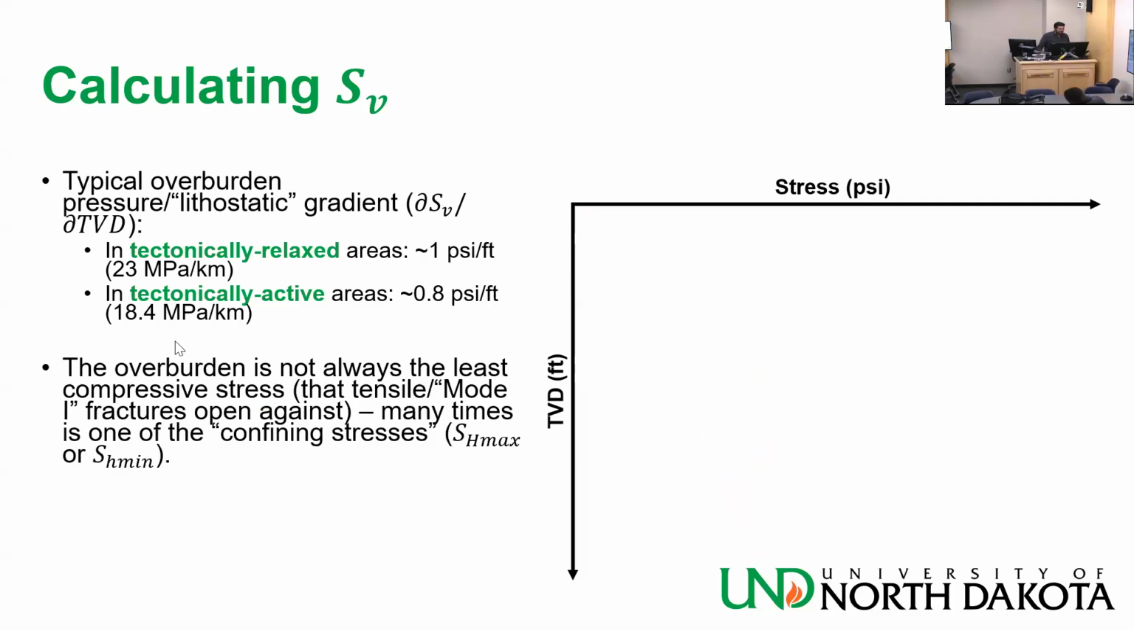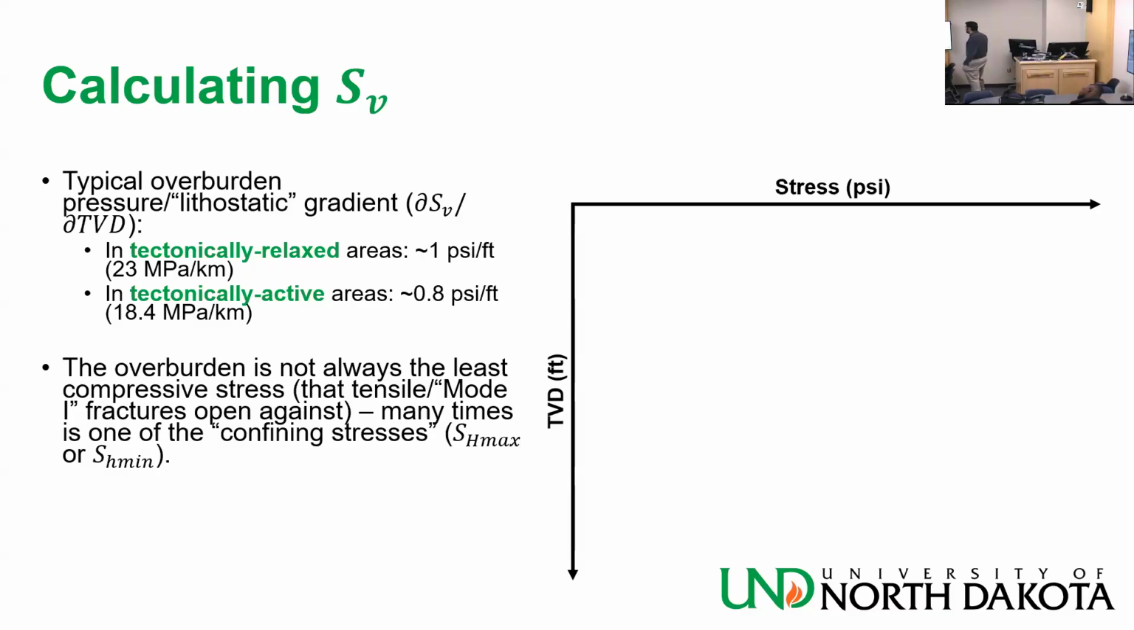The overburden, though, is not always the least compressive stress. Now, it's going to be cleared up later, but when you are doing a hydraulic fracture or a tensile fracture, or a leak-off test, the fracture you are trying to induce is a mode 1 fracture. Those fractures open against the smallest of the 3 stresses, like SH min or SV. It cannot be against SH max because SH max is always bigger than SH min. So you need to figure out which of the 3 stresses is the least compressive, either SH min or SV, and this is how the fracture is going to open.